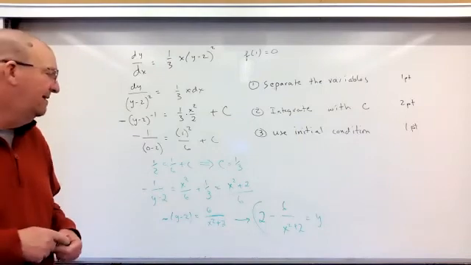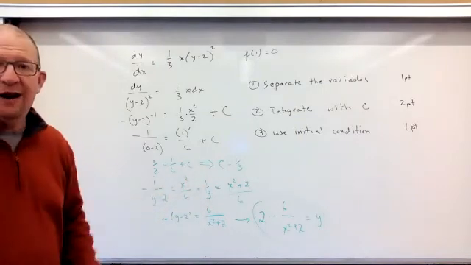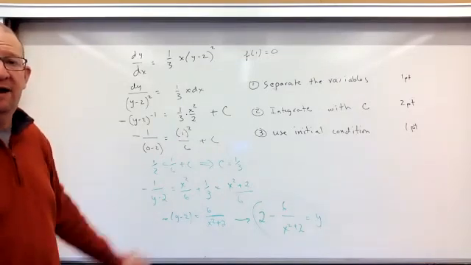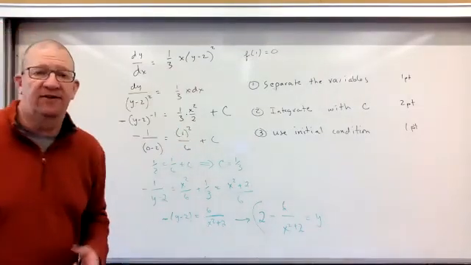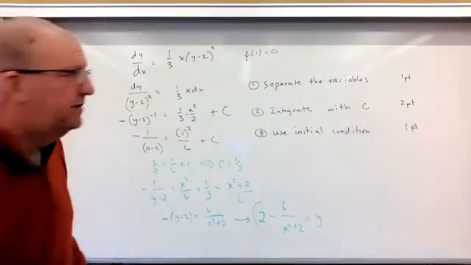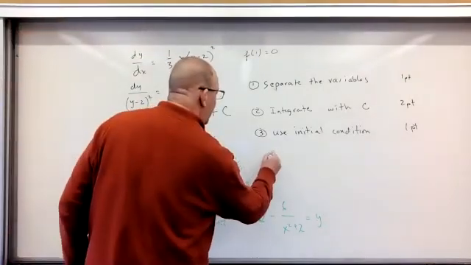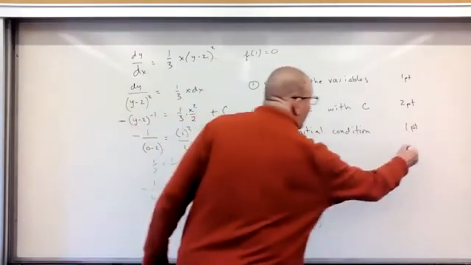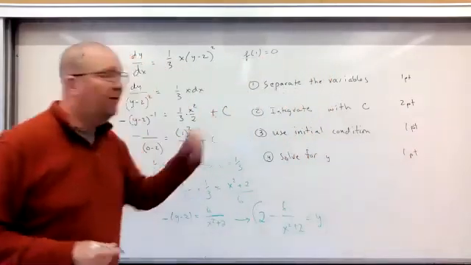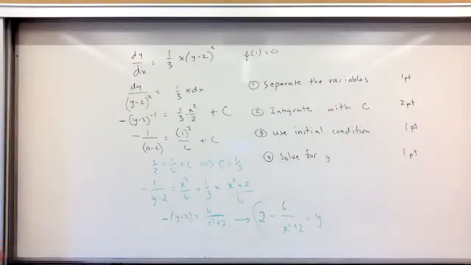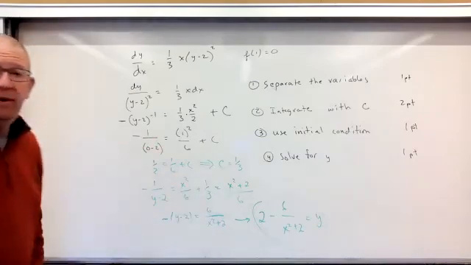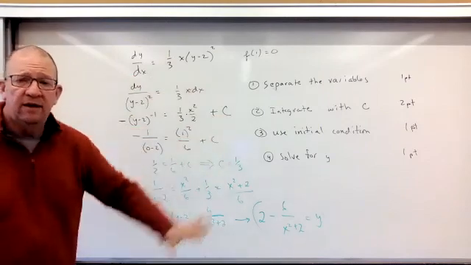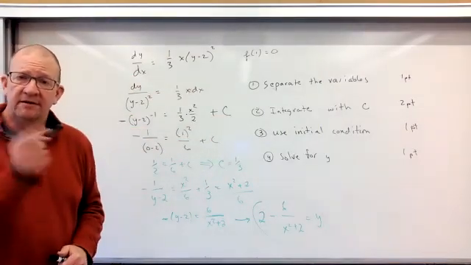But here's the thing. Everything in green, that's 20% of the points. Everything in black is 80% of the points. So step 4, solve for y. That's 1 point. And that's generally how we grade this. So all of this, 1 point. Okay? And this is how you do a separable differential equation.